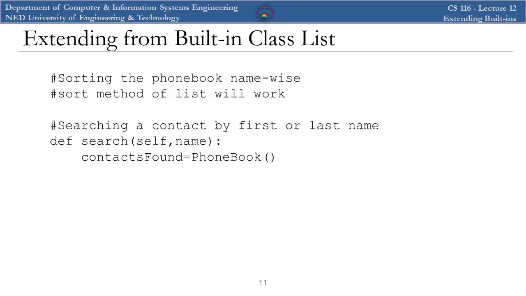So here I have instantiated an empty list of phone book type. The next thing that I'll do here is I'll traverse my list contact by contact. My contacts are stored in a 2D list. So I'll traverse the 2D list contact by contact, and each time I'll extract one contact and access the name field of that contact. And then I'll try to match this name passed as a parameter to this search method in that name field and see if it's there or not.